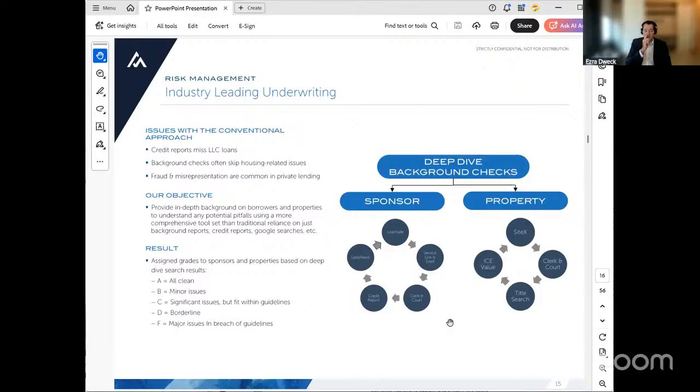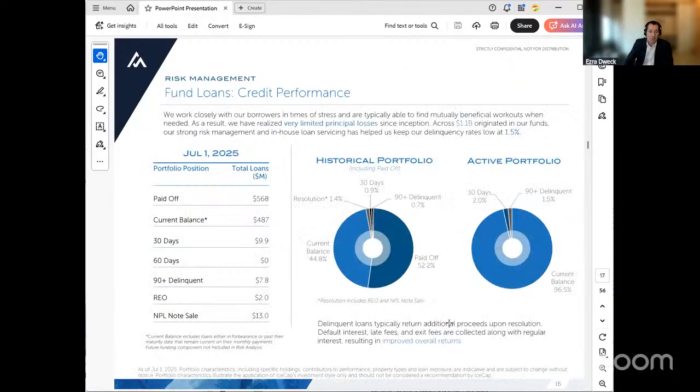Something we're doing that most others aren't: looking at the property. Is this a problem property? Is the seller a problem? Do the seller and sponsor have any connections? And those two things, and if we go to the next slide as well, really separate us from our group of peers.